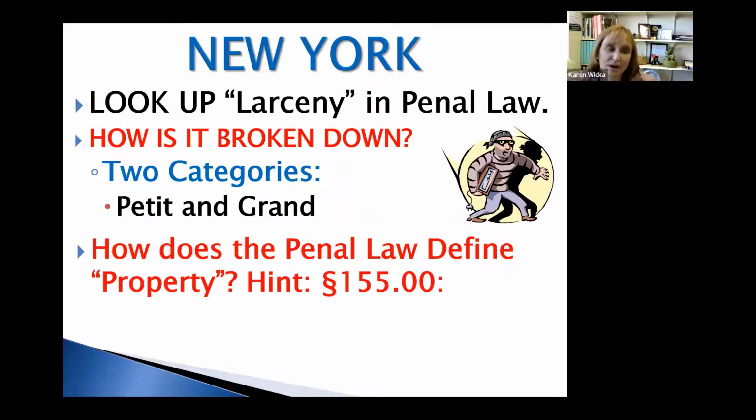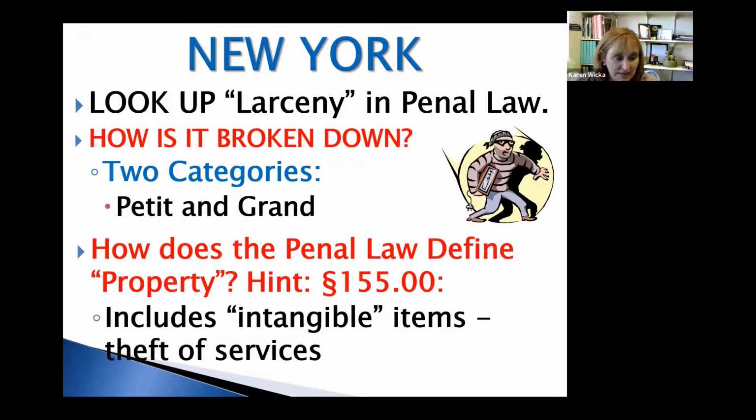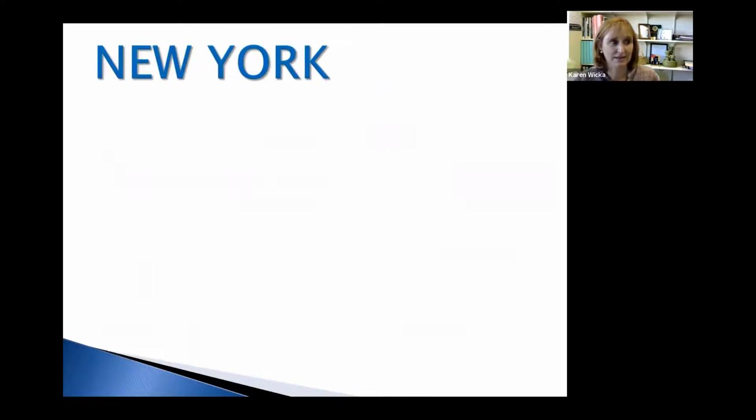Now, another thing I want you to look at is section 155.00. In this section, it defines property. This is going to be really, really important because this is going to tell us what actually falls under the term of larceny. If you read that section, you see that it does in fact include tangible property that you can touch, and it also includes intangible property like cable or Netflix or things like that.